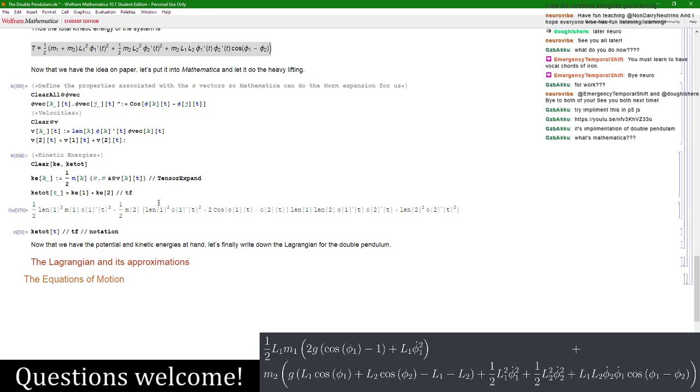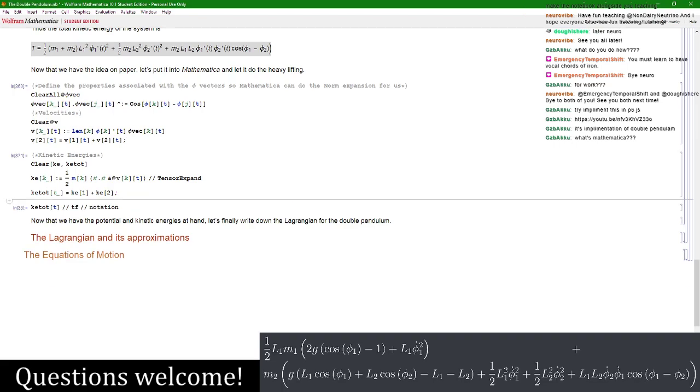But anyways, now that we told Mathematica to expand our tensor calculations under the assumption that our tangent vectors, our phi-vec symbols, are two-dimensional vectors, we can throw those into the total kinetic energy of the system, and we get this whole big deal. We don't really need to look at it. We can go like that.